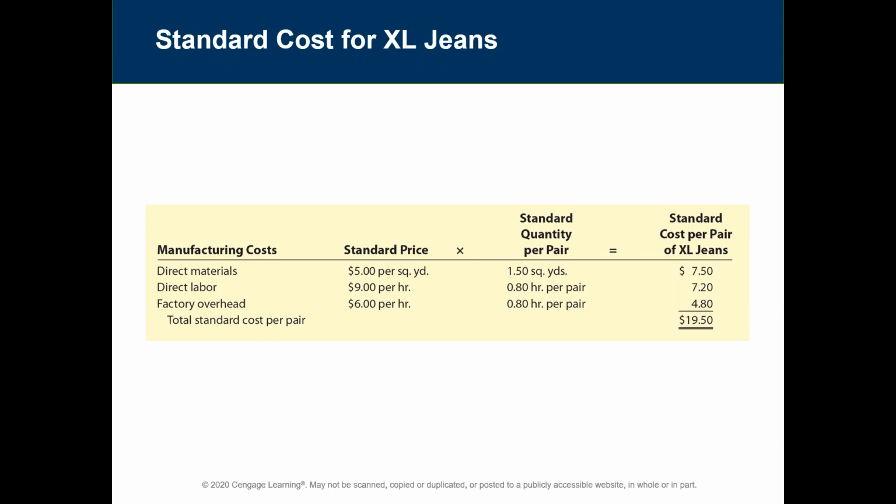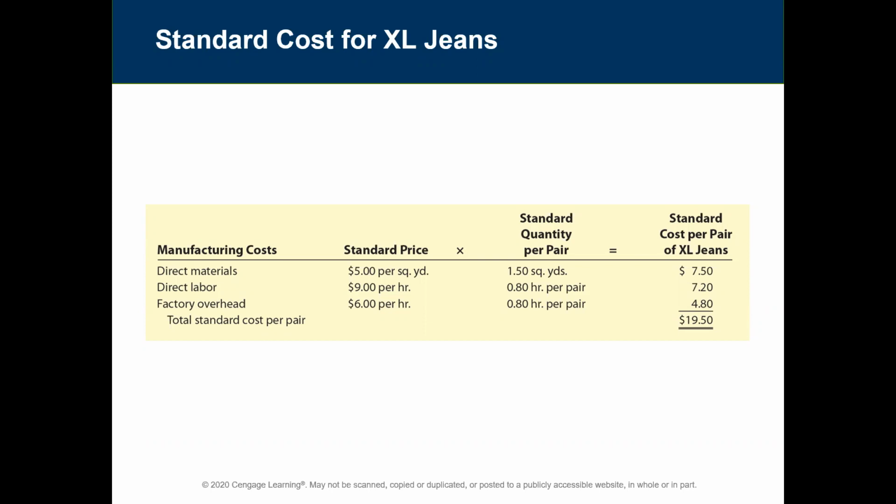Factory overhead, as I said, we are going to be looking at this in more detail. We're going to be separating the fixed from the variable factory overhead, even though right here it's shown as a combined rate. So we will need to dig into that a little bit more to separate out the fixed from the variable, because the reasons for variances in the fixed and variable overhead are different.